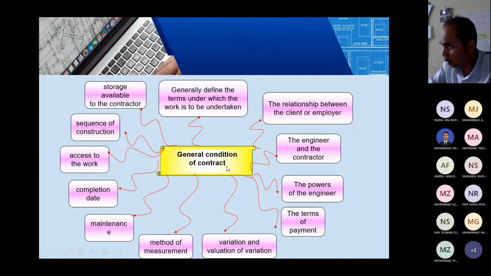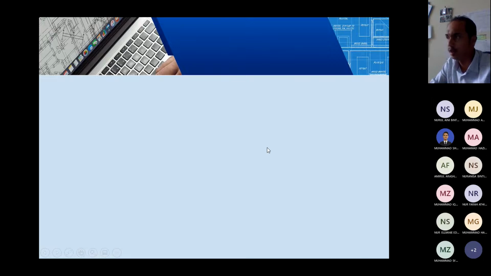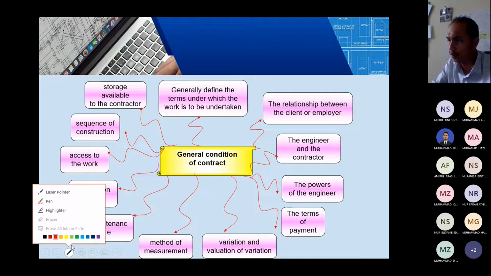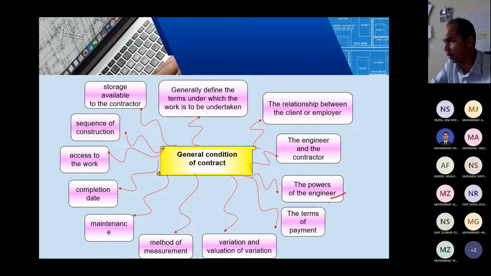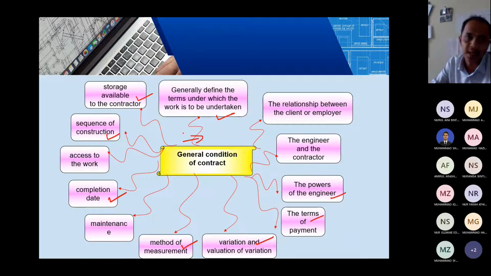Okay, so you dah tengok the general conditions of contract tadi. So dia akan bagi dalam bentuk clause lah kan. Contohnya the engineer's and the contractor's obligations, the powers of the engineer, the terms of payment, variation and valuation of variation, method of measurement, completion date, sequence of work, storage dan sebagainya lah. Maksudnya yang melibatkan general untuk projek pembinaan tersebut.